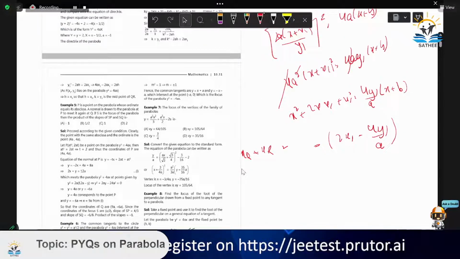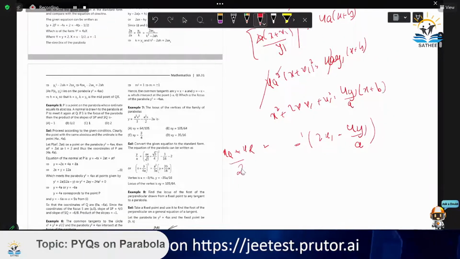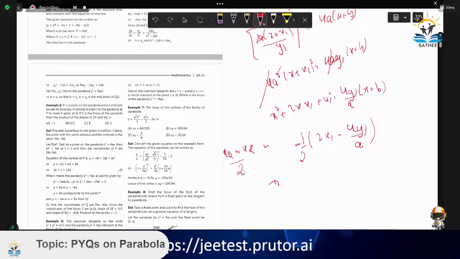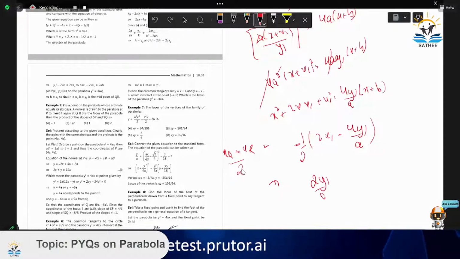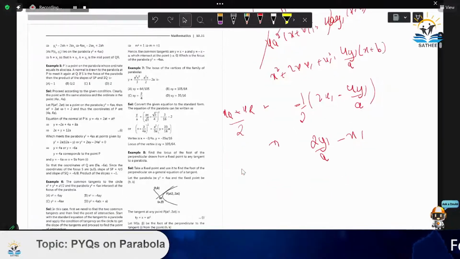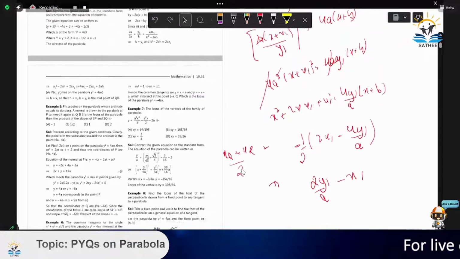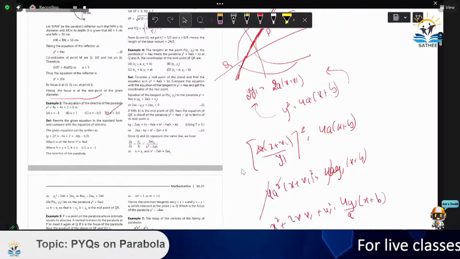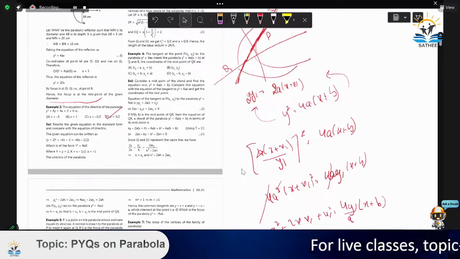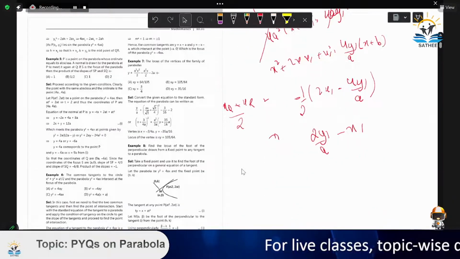To take the midpoint, I'll just divide by 2. Dividing by 2, it gives me 2y1 by a plus, sorry, it would be a minus here, not a plus, minus x1. What was I asked actually? The coordinate is the midpoint. So this is my coordinate 1.